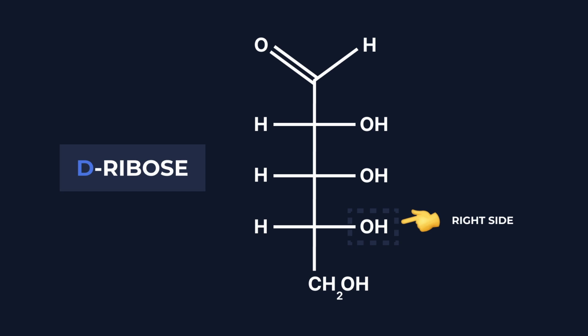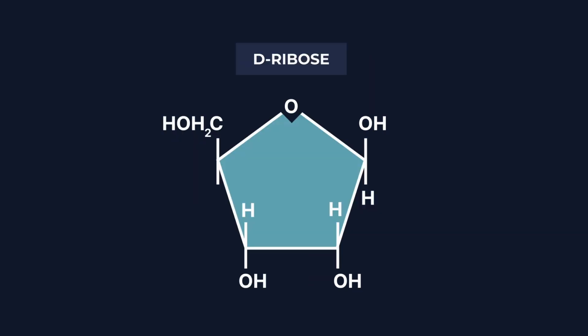But when you convert it into a Haworth projection, it looks something like this. And since the OH group is upwards, it is the beta configuration. If the OH group were down, then it is alpha. But in this structure, the OH group is upwards. So therefore, it is a beta configuration. So we have beta-D-ribose. So beta means the OH group is upward, and D means the OH group is on the right side in the Fischer diagram. So we got beta-D-ribose.